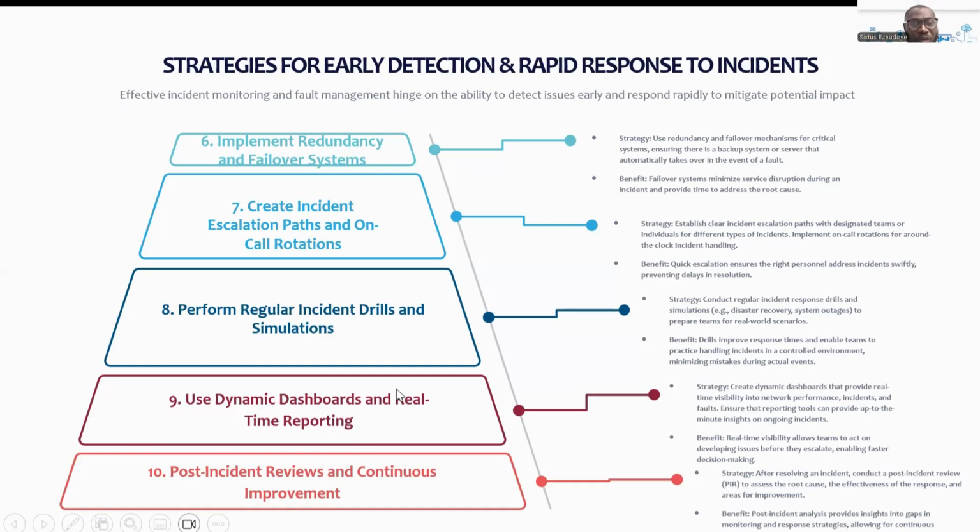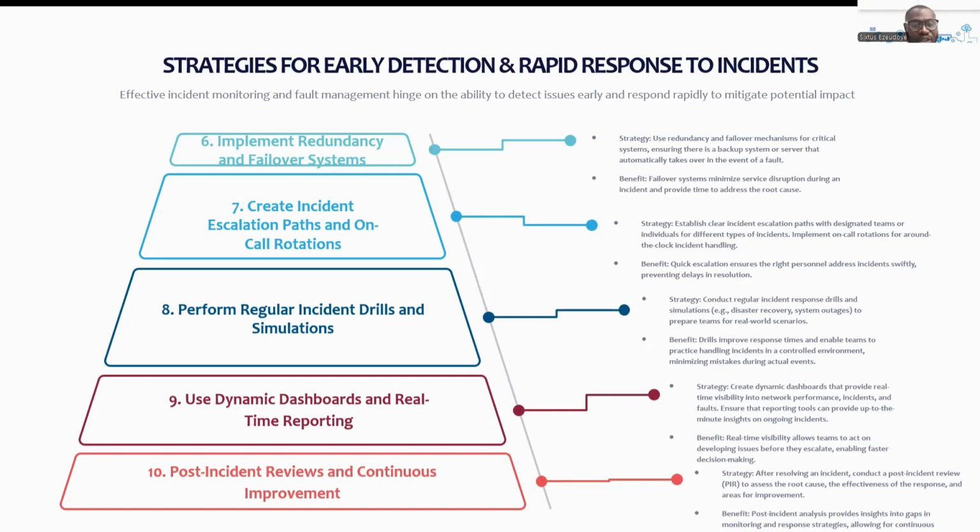The eighth strategy is performing regular incident drills and simulations. This strategy involves conducting regular incident response drills and simulations. You must have your team performing disaster recovery and system outage practice within a controlled environment. This prepares your team for real-world scenarios so that when it happens in real time, they will be able to adapt, escalate, troubleshoot, and resolve within the MTTR. And that is the benefit, helping your teams to minimize mistakes during actual events.